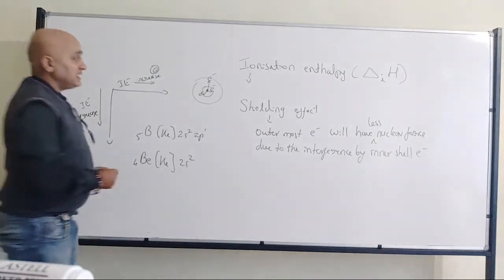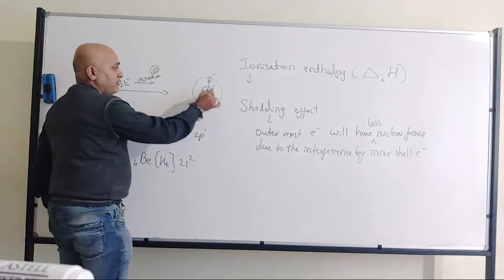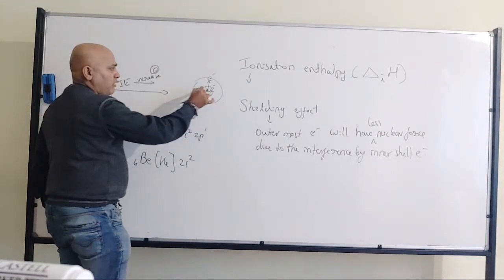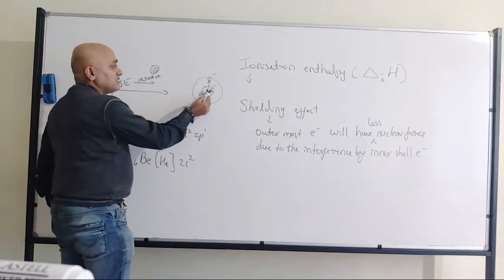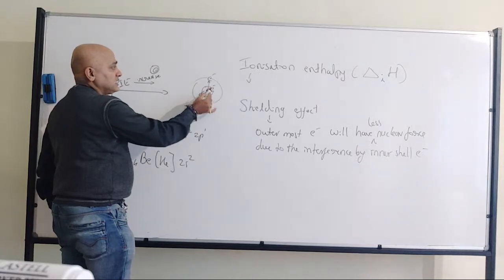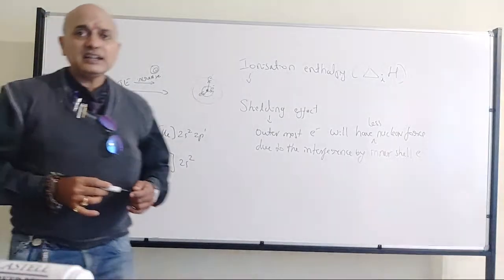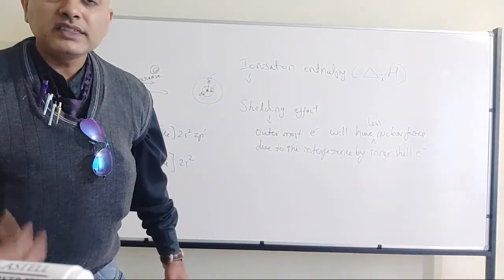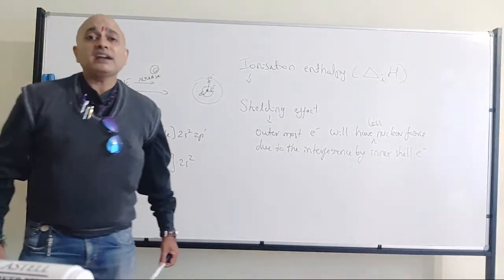But the point here is that these electrons are not static. They will be revolving around the nucleus. So what will happen in between? These electrons will be on the way where the nucleus has affinity towards the outer electrons. They will interfere because they will be revolving. Right? Electrons are not static. That is nothing but the shielding effect.